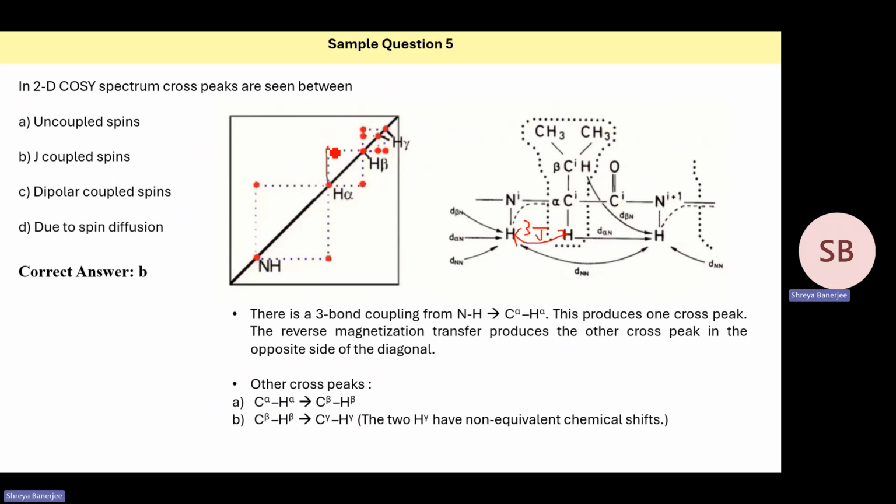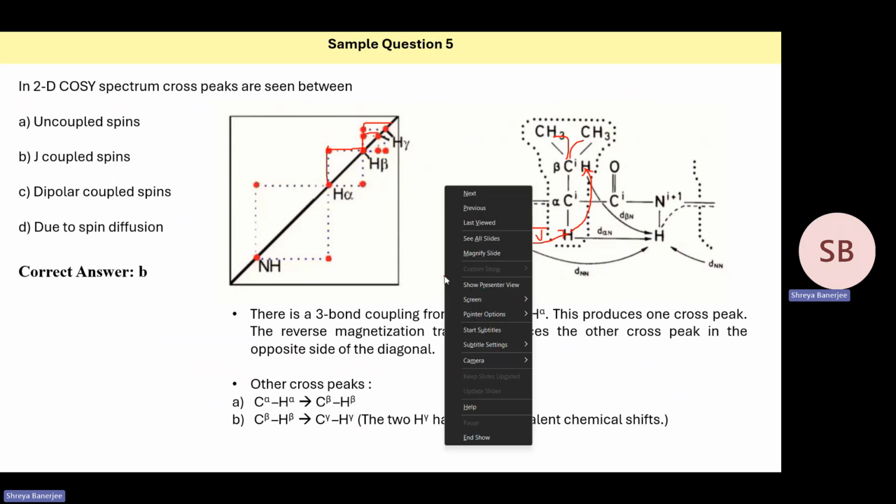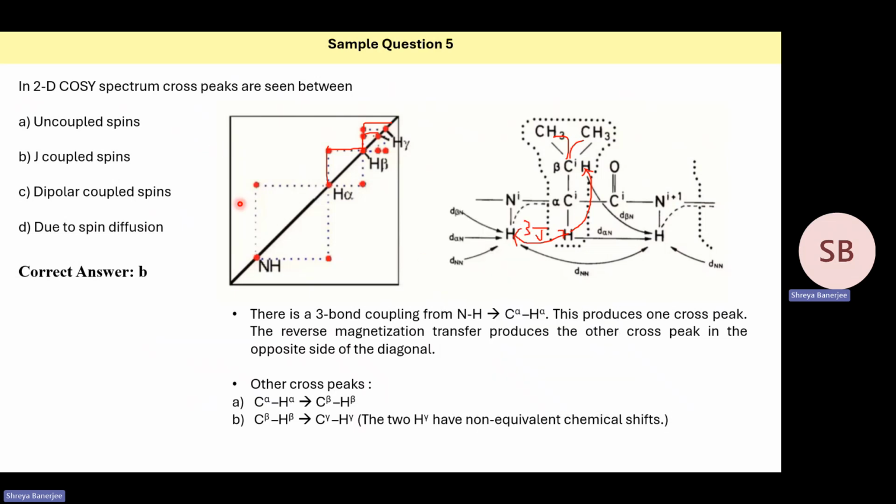Similarly, between H alpha and H beta, again it's a 3J coupling. Then H beta to the different H gammas, which are again 3J coupling. So COSY spectra basically allow you to observe cross peaks that are J coupled. So the correct answer is B, and you have been given that as the correct answer.